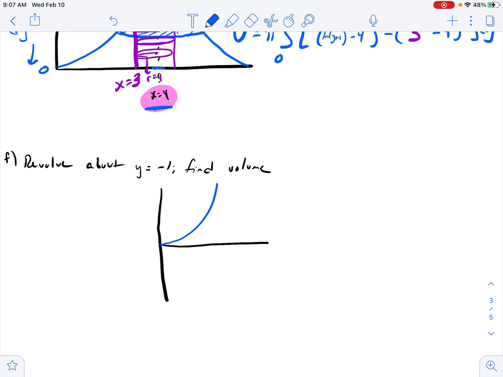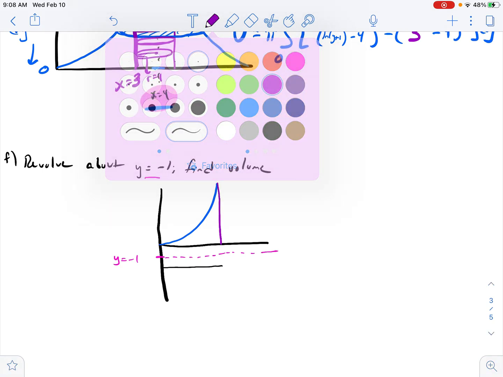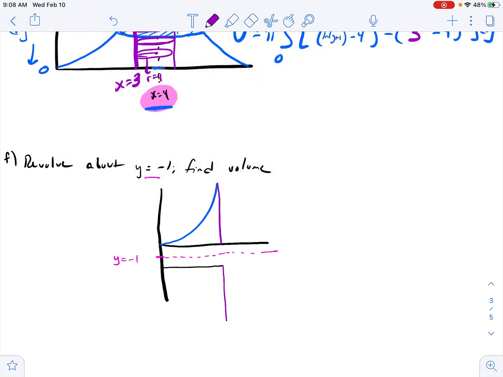So here's the original e to the x minus 1. Here's x equals 3. Now we're going to revolve around the line y equals negative 1. So that's a horizontal line down here, and there's the axis of rotation. And so, kind of drawing this mirror image here, we get this, we get that.